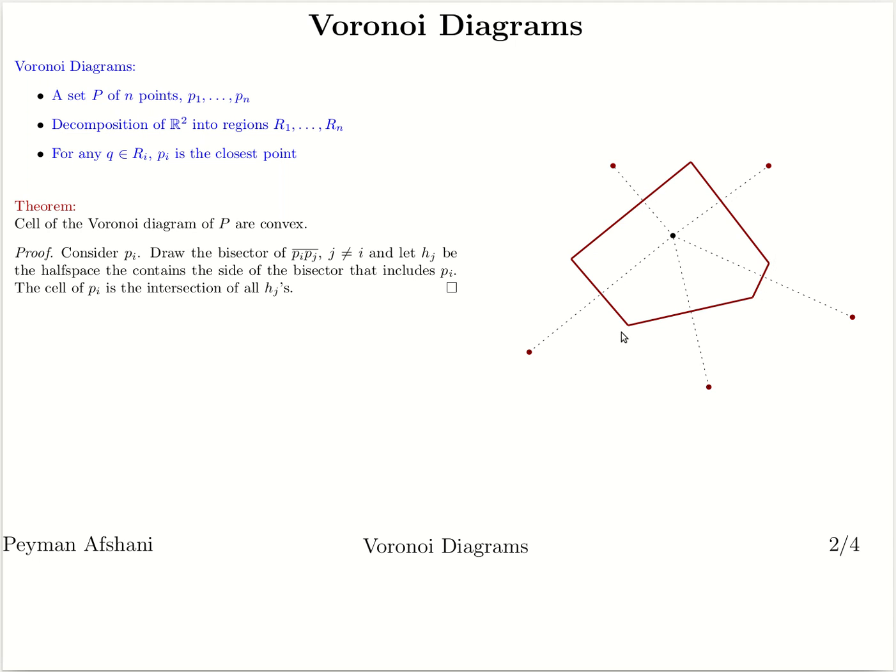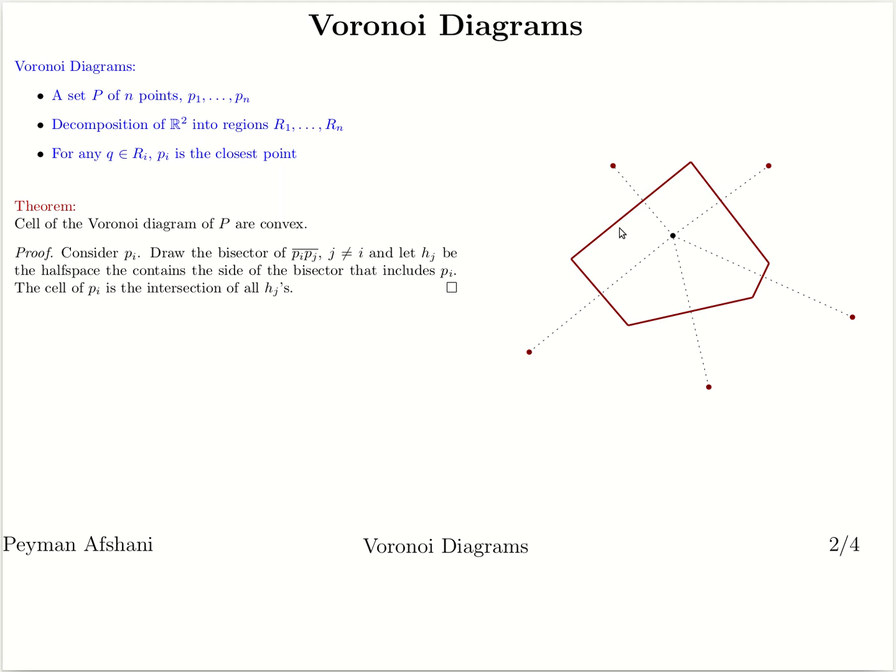So we get n-1 bisectors, and thus n-1 half planes. We look at the intersection of all these half planes. That would give us some region that is going to be convex, because a half plane is a convex object, and we know that the intersection of 2 convex objects is convex. So therefore, the intersection of all the n-1 convex objects will also be convex. We claim that this cell of point Pi is exactly equivalent to the intersection of all these half planes.